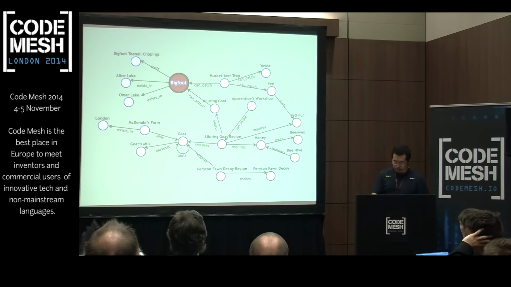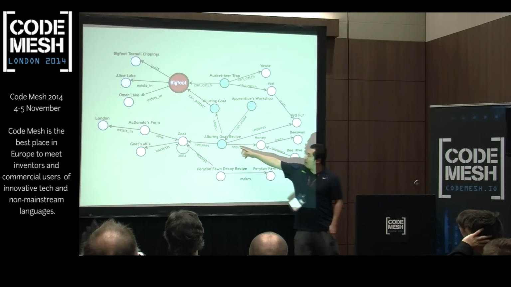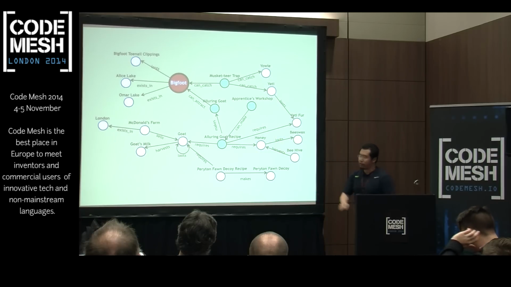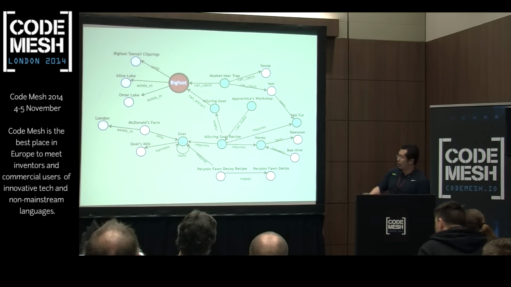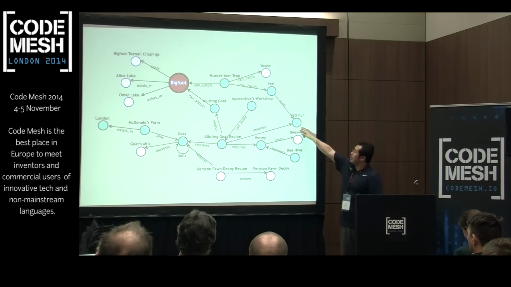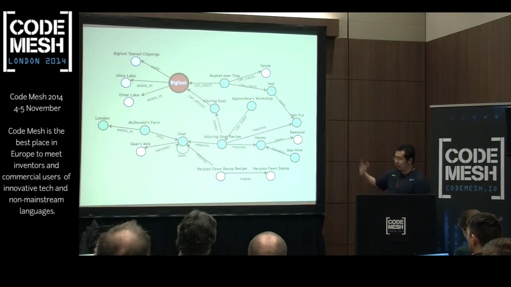And to make the bait for Bigfoot, you need to craft it using the alluring gold recipe, which can be crafted in the apprentice workshop by combining the gold, some honey, and a piece of Yeti fur. And you can buy the gold from a donor's farm in London, and you can harvest honey by building a beehive at home. But to get the Yeti fur, you need to first catch the Yeti, which requires its own bait, which you need to make by combining other ingredients, and the cycle just continues.